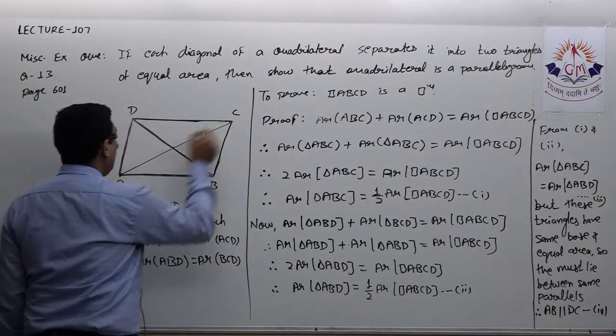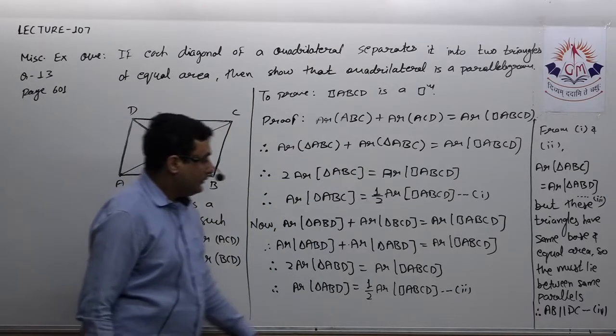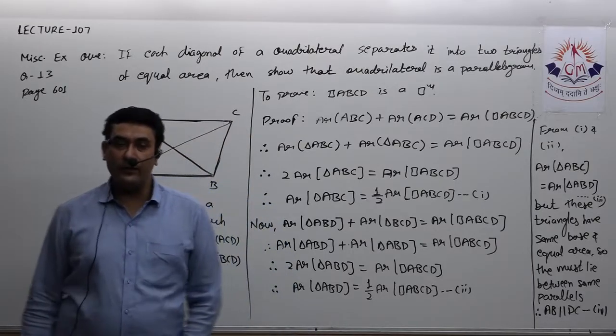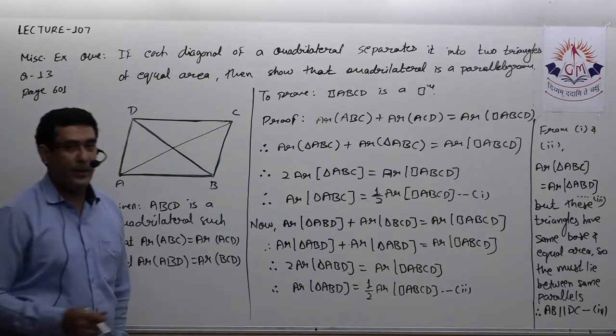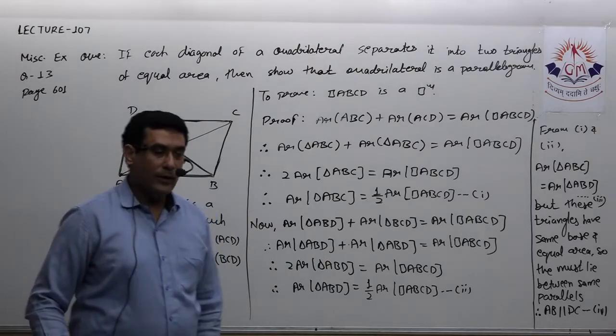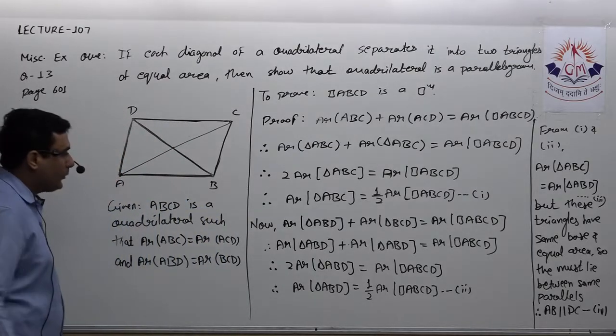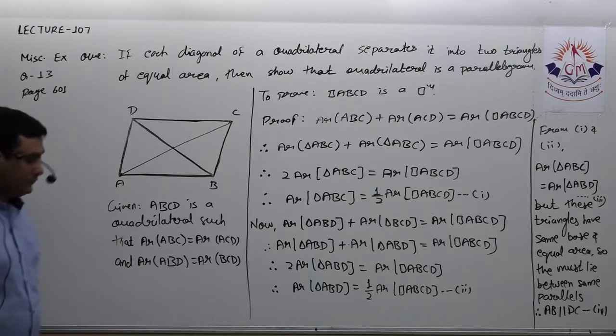Now we'll prove AD parallel BC, and then we can say as both pairs of opposite sides of the given quadrilateral are parallel to each other, therefore it will be a parallelogram. So note it down up to this point, then we'll move further.